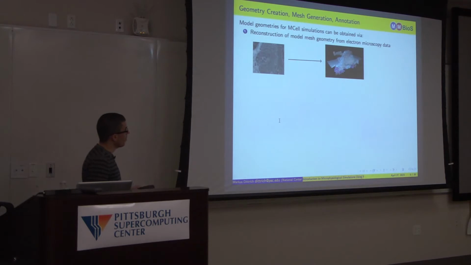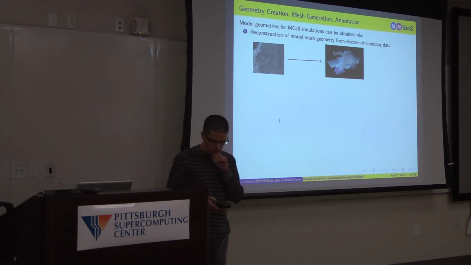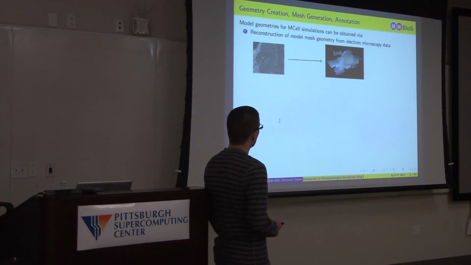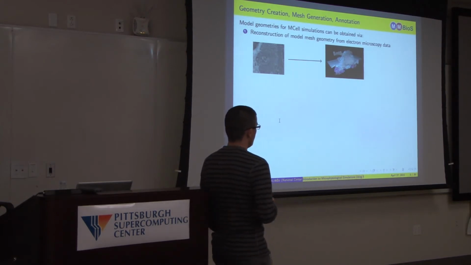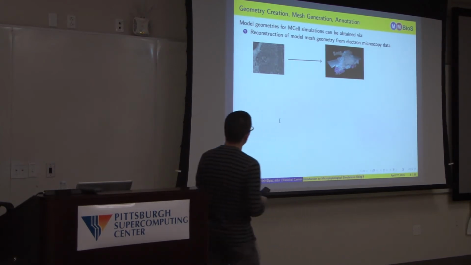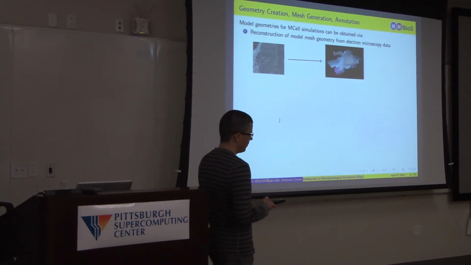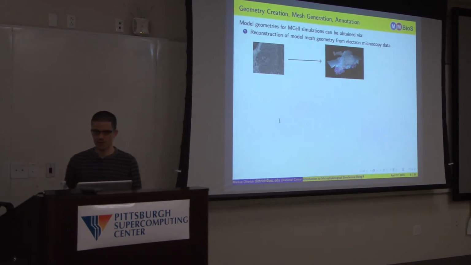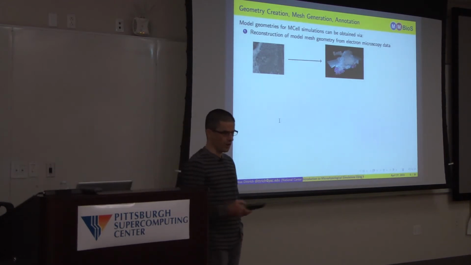Right, so let's talk about geometries briefly. How could you actually obtain a geometry that you can use for an MCell simulation? The first one, which has been used quite frequently in the past, is to use electron microscopy data to segment and reconstruct a realistic geometry from your biological system.